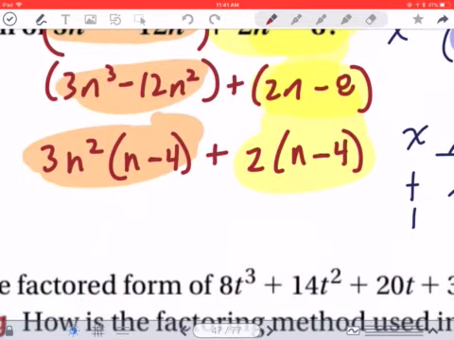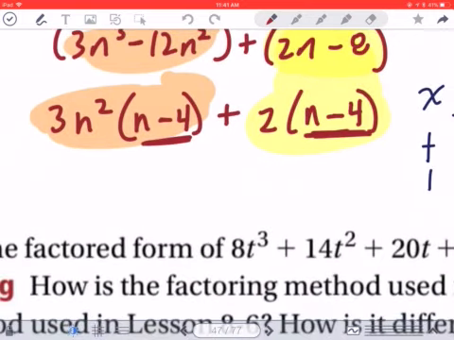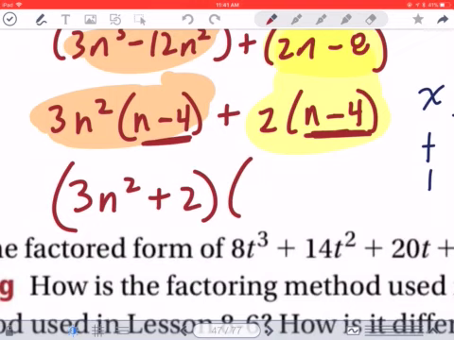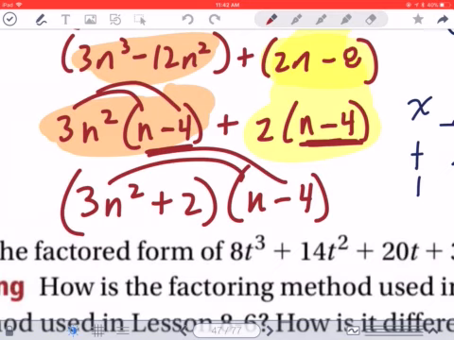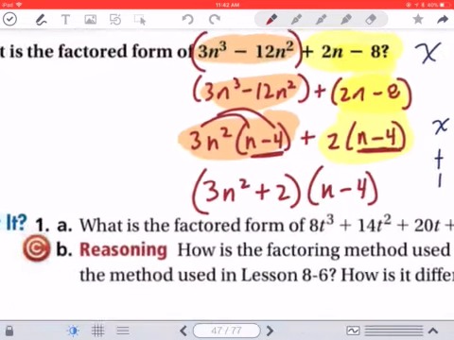And then I notice something. I have n minus 4 and n minus 4. Something kind of strange happens here. When I factor it out and I have 2 terms left that are the same terms in parentheses, I can rewrite this as 3n squared plus 2 times n minus 4. Why can I do that? Well, 3n squared is being distributed to n and 4, so that would be distributed here. And 2 is being distributed to n minus 4, so that would be distributed there. Okay, so it kind of all works out. Might take you a little while to make those connections, but that's what it would be.